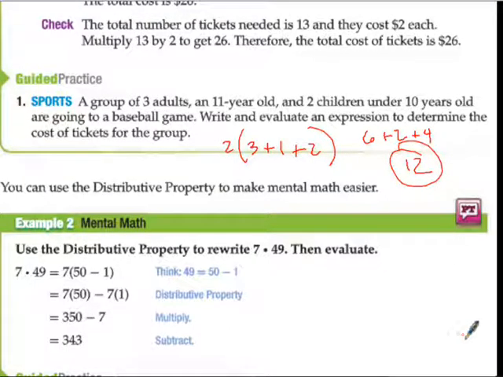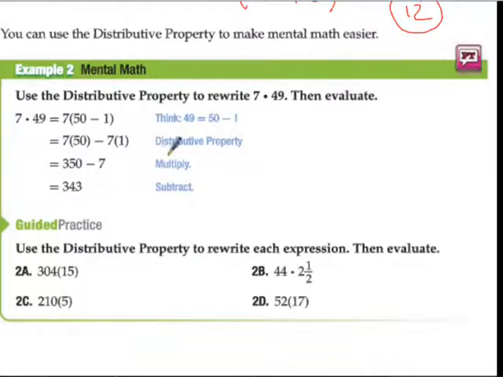Let's take a look here. We can rewrite things using the distributive property, and it can help because we're doing these in our head. And it's kind of what I alluded to earlier. 7 times 49. If I wanted to do 7 times 49 in my head, it might be easier just to do 7 times 50. Okay, and then do 7 times 1 and subtract 7 from 350, and that's how you get 343.